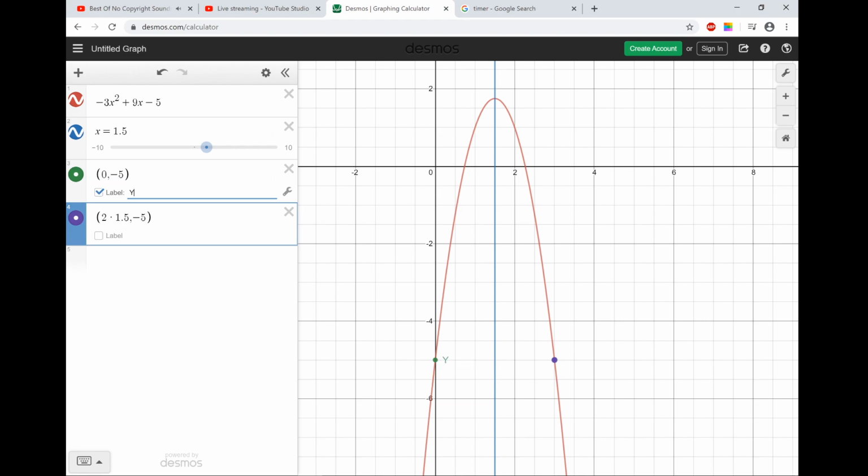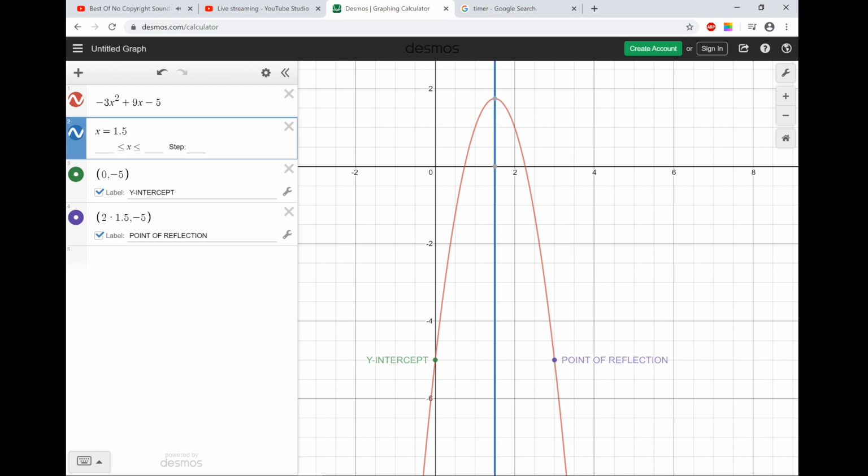To be honest, this was pretty easy. The only thing I'm not good at is the range. I don't know how to do range. Okay, now we're going to do range. Range, that's a good one. 1.5 comma 1.75. Range is so hard.